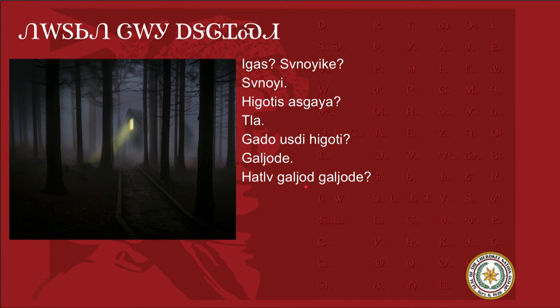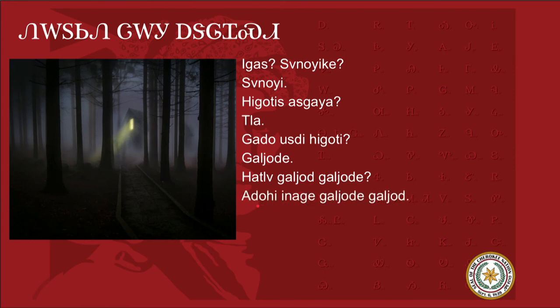So, hotla galchode. Galjode is like standing, right? Galjode is like something that's not alive. Where's it standing? Where's the house standing? Because we can't use that word edon. We can't use that because that's for something that's alive, like a person. So we have to use a different word for where's the house located? Where's it at? So this would be like, where's it standing? Hadla galjode.